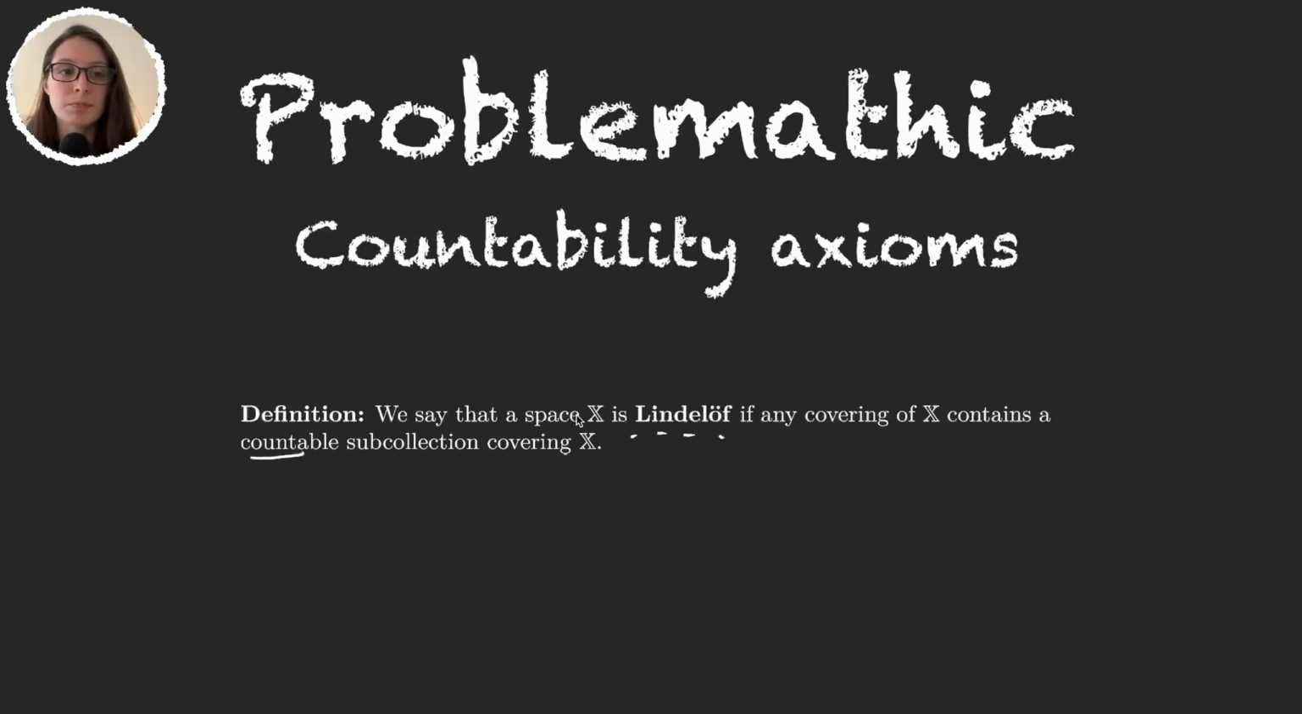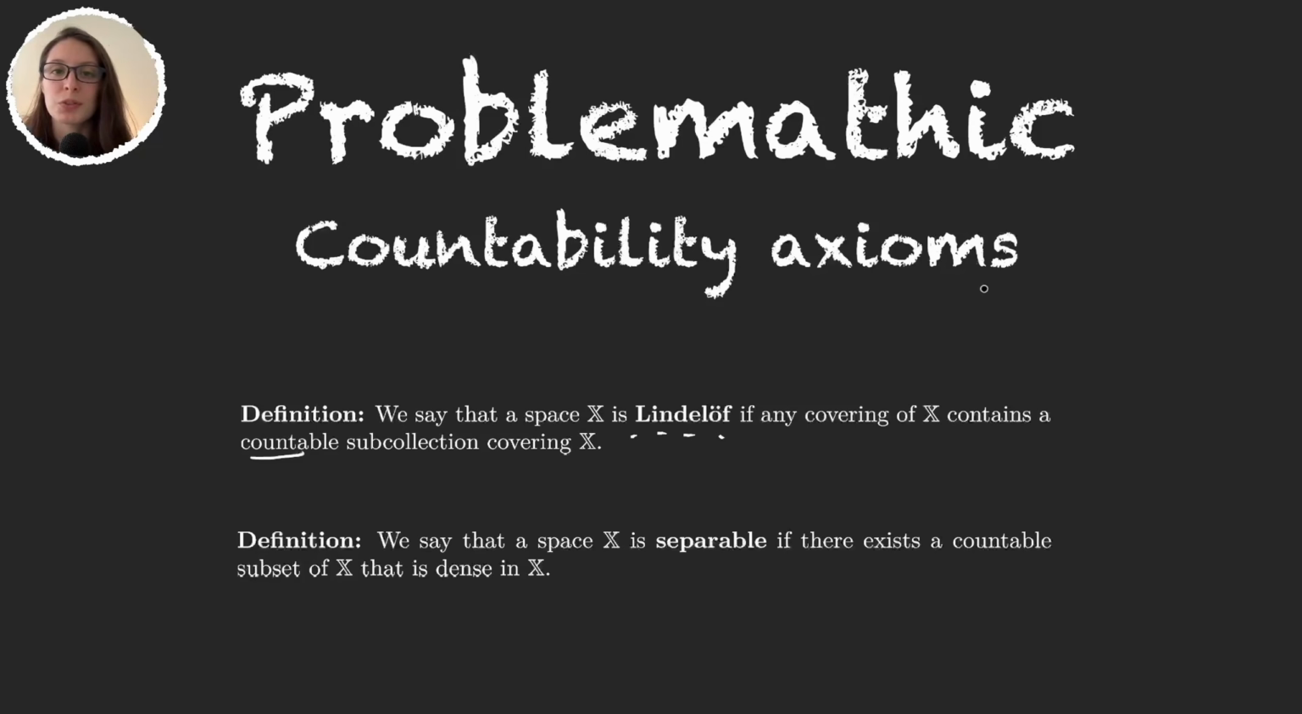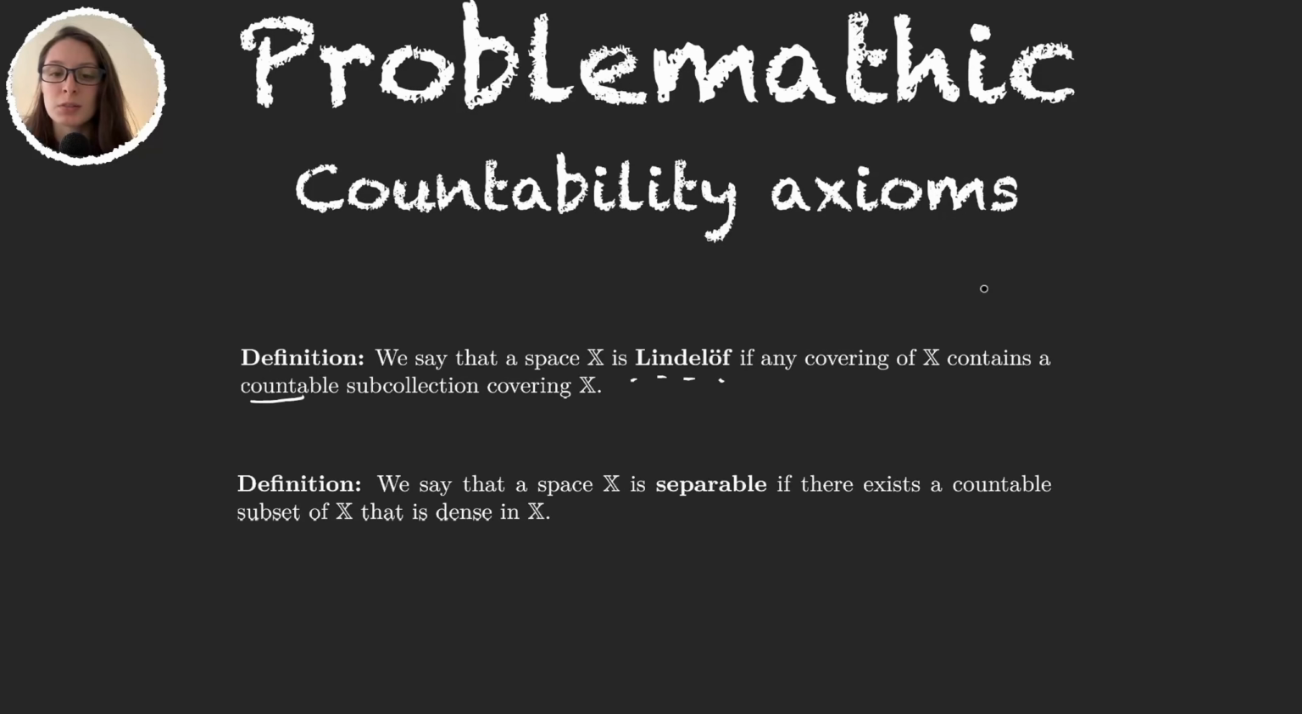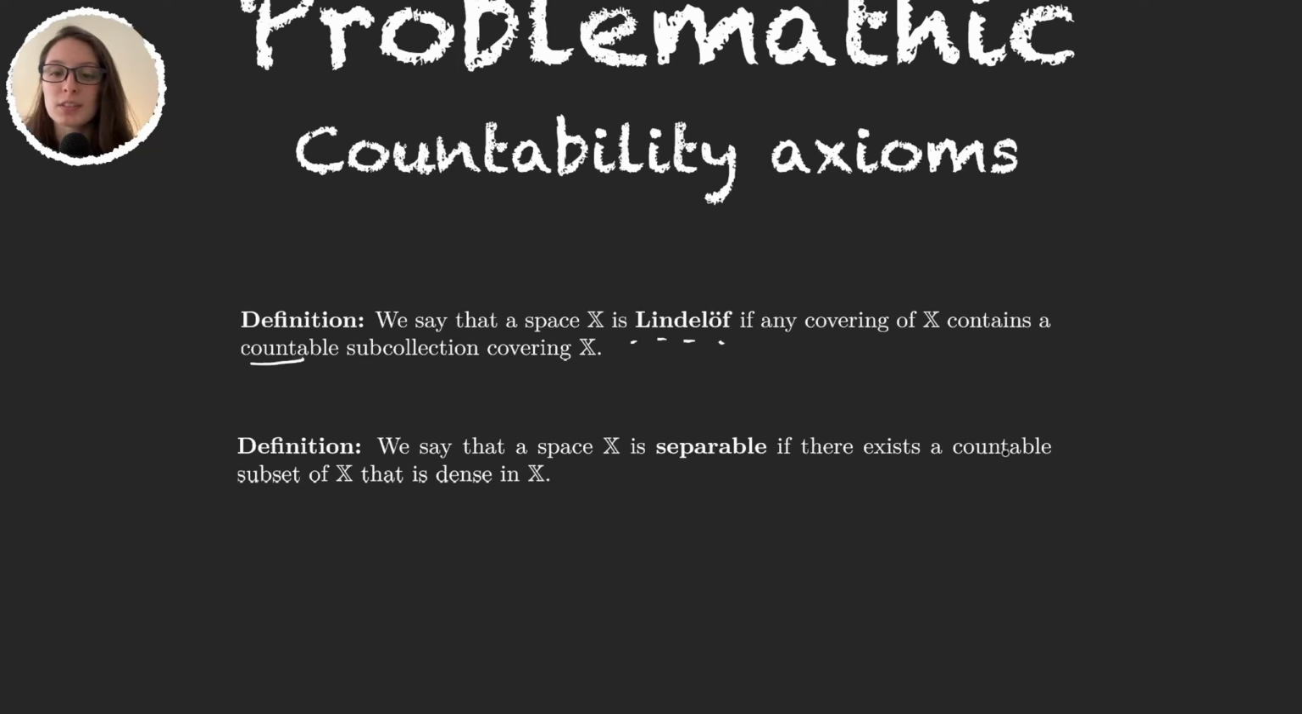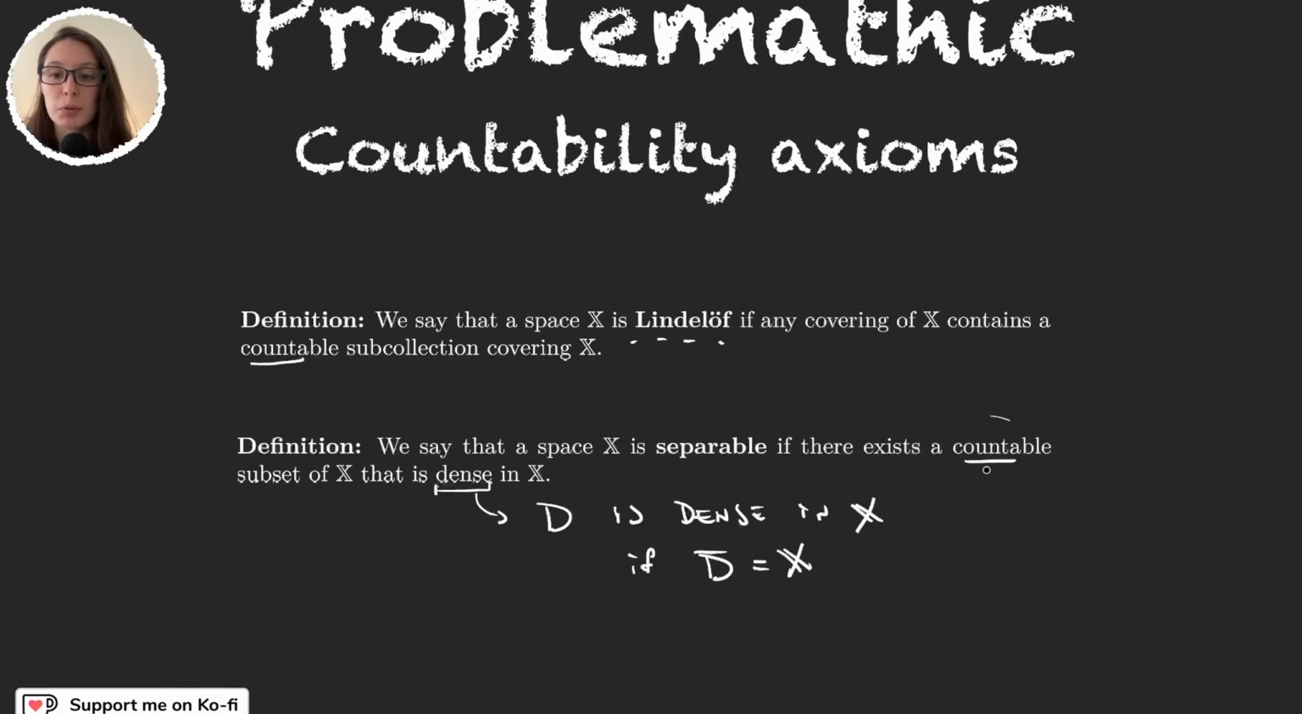Now let's see the last one. This other definition usually appears in the first analysis courses, but we say that a space is separable if there exists a countable subset of X that is dense in X. And by dense, we say that D is dense in X if the closure of D is equal to X. So if in a space we find a set for which the closure is X and the set is also countable, then we say that the space is separable. An example of this are the rational numbers that are dense in the real numbers.